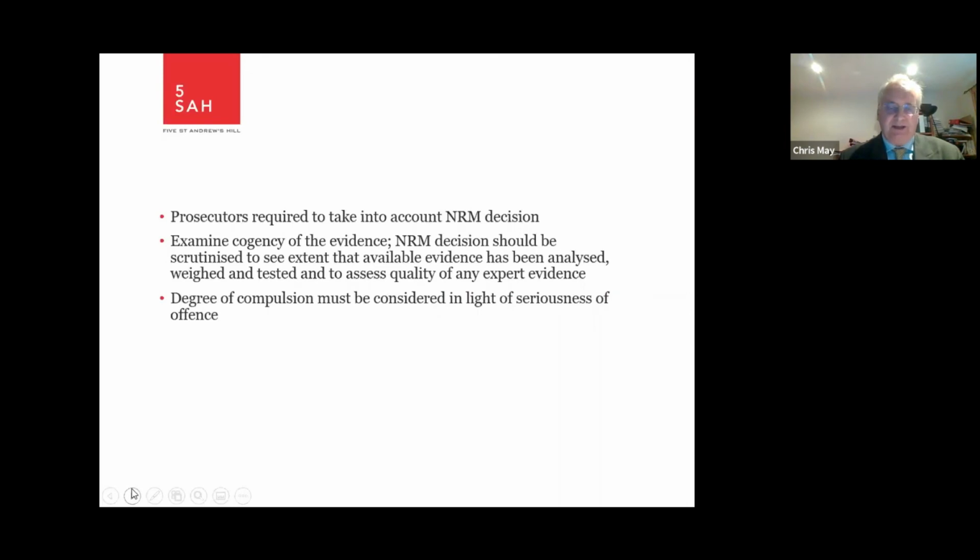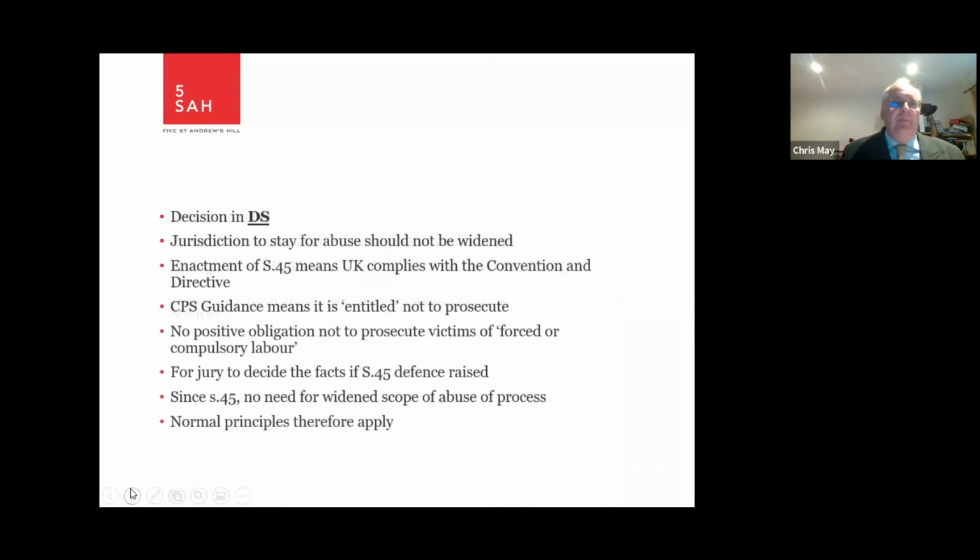The CPS guidance means it is entitled not to prosecute. There's no positive obligation not to prosecute, but critically, it's for the jury to decide the facts if a Section 45 defence is raised. So if we could look at the next slide, please. That's a summary of the decision in DS.